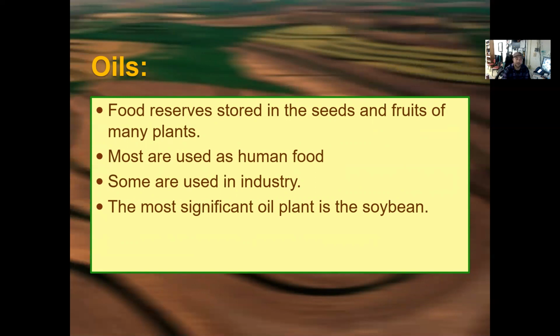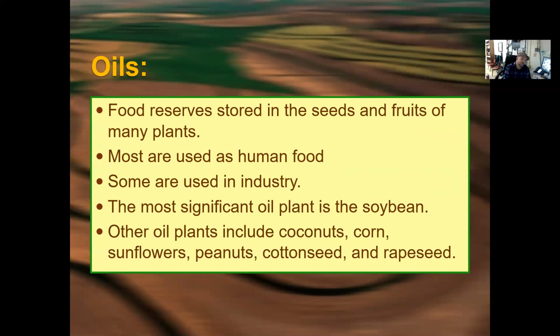I know China buys a lot of soybeans from us, or at least they used to. Other oil plants include coconuts, corn, sunflower, peanuts, cottonseed, and rapeseed. And grapeseed, I would think. So whenever you go to a store next time, whenever you go to Walmart, check out all the different oils in the oil aisle or in the baking aisle. You'll see a lot of different stuff there. But like I say, like in a lot of my other presentations, read the label and do a little bit of research into what you want to cook with. But some of these are really good compared to conventional vegetable oils.